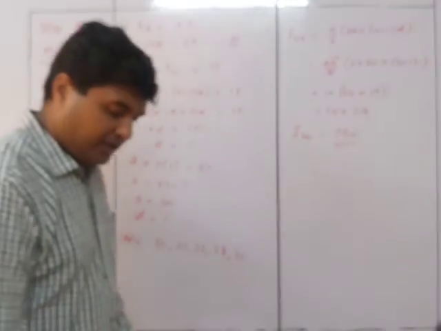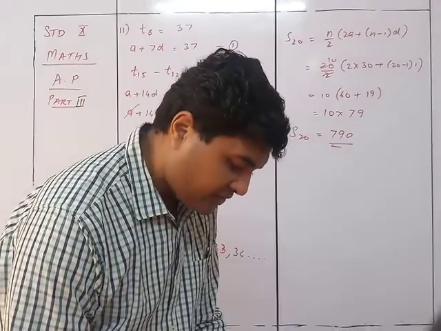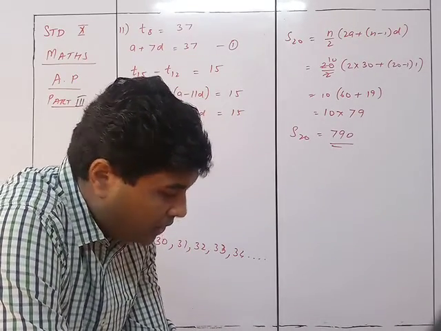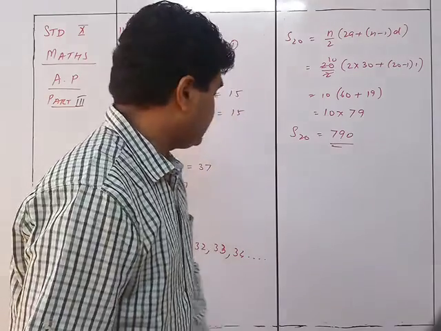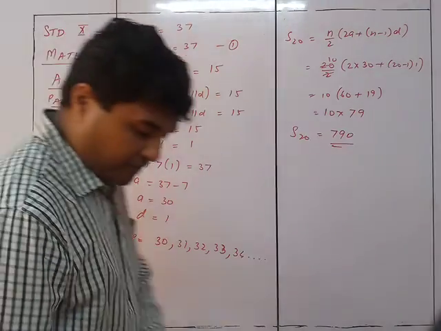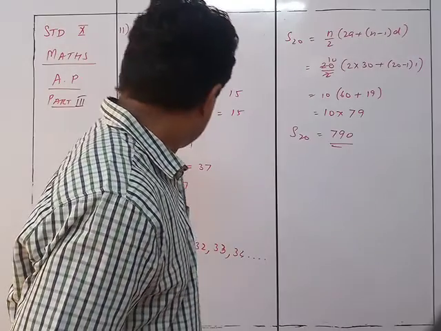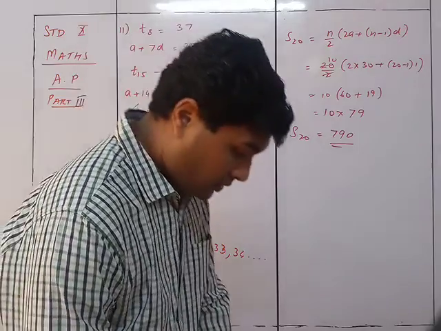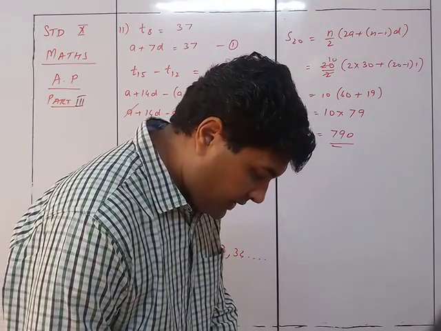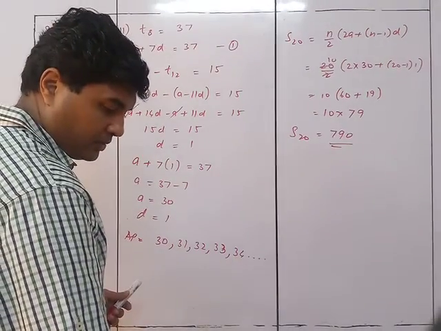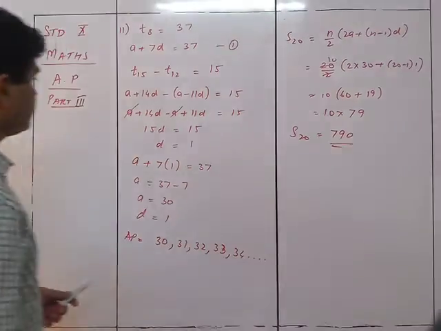Let me check the answer for sum number 11. Sum number 11, the AP is, oh no, I have made some mistake again. The AP given to me is, one sec, the AP given is 2, 7, 5, 9. Let me check it out.